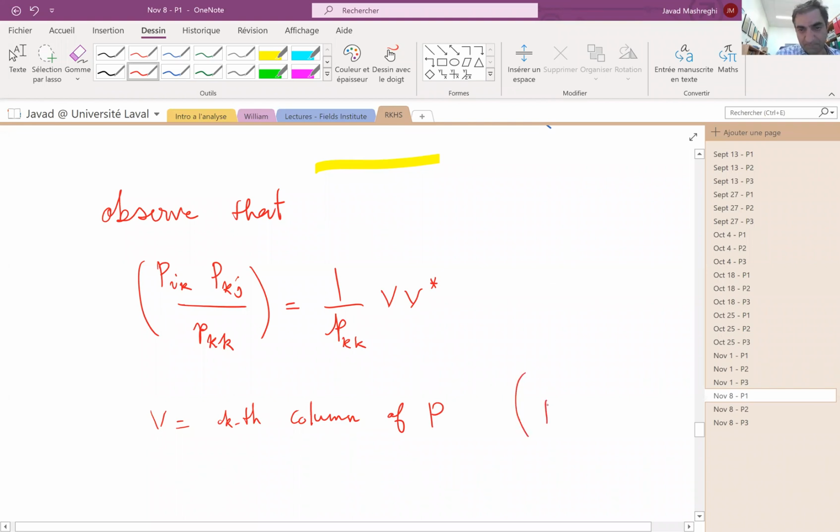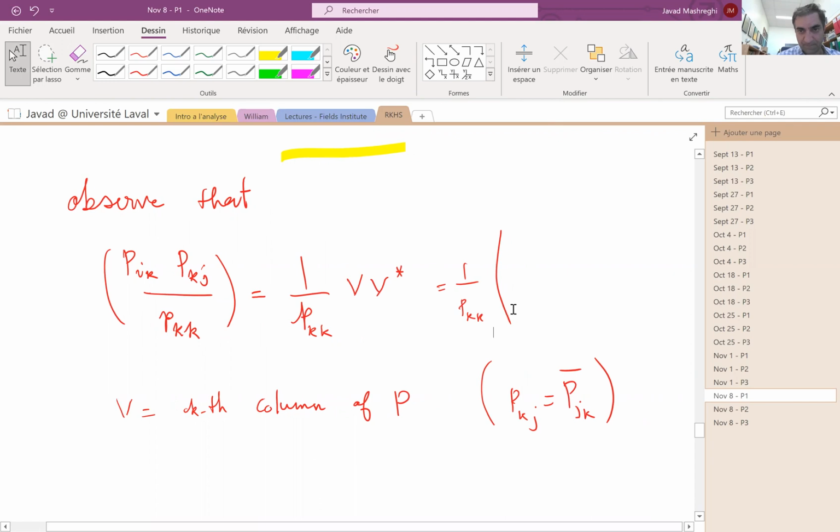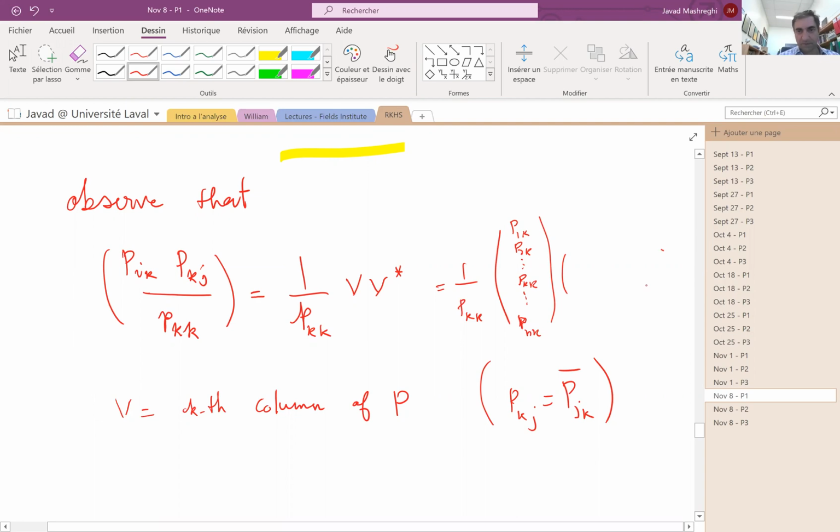Recall that P_KJ is equal to P_JK bar. So it's 1 over P_KK, the k-th column. Here is P_1K, P_2K, P_KK. Here, the last one is P_NK, times V star. When we do V star, we conjugate this, so it will be P_1K bar, P_2K bar, but using this, you can say that it is P_K1, P_K2, P_KK. So if you do this, you obtain the matrix you're looking for.